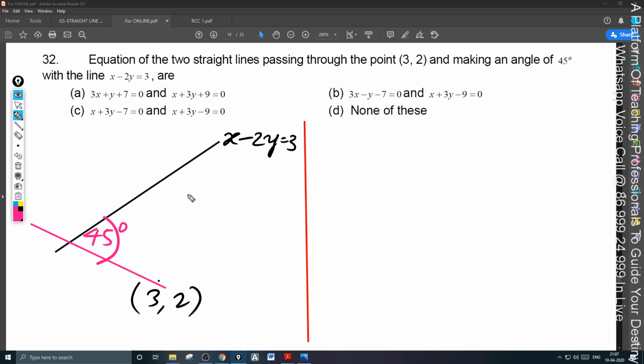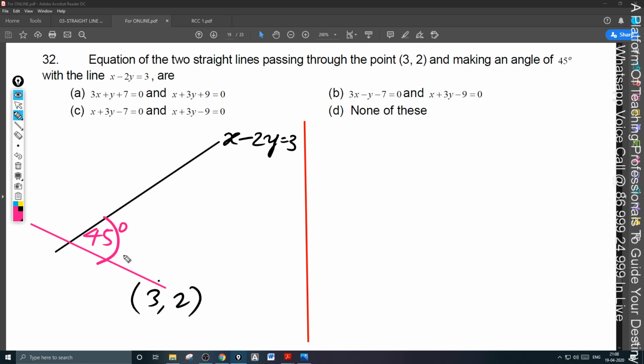And you can check the answers. If 3, 2 is satisfying two lines, then that will be the answer, but this will not be satisfying. This will not also be satisfying. This will be 9 minus 2, 7, this is satisfying. This is 3 plus 6, 9, this is satisfying. So B should be the answer.